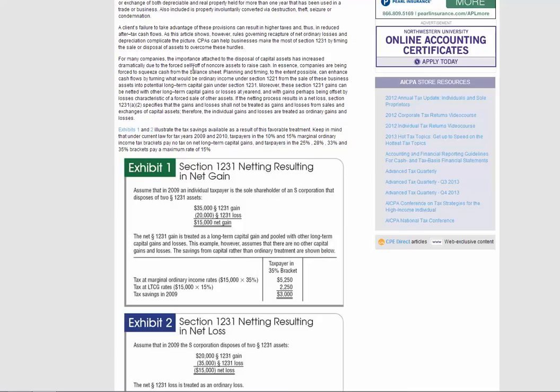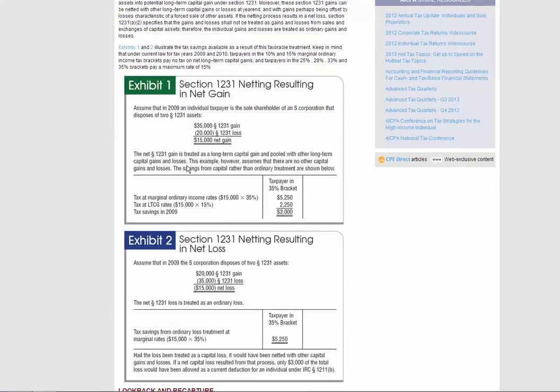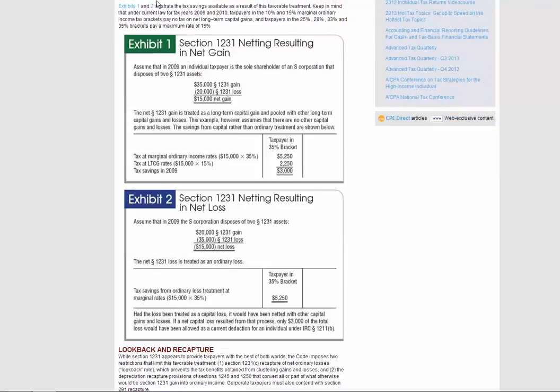For many companies, the importance attached to the disposal of capital assets has increased dramatically due to the forced sell-off of non-core assets to raise cash. Let's just do this example real quick. I think this is actually from the Journal of Accountancy. They did a pretty good job here, in my opinion. Exhibits 1 and 2 illustrate the tax savings available as a result of favorable treatment. Keep in mind that under current law, this example is 2009-10. Taxpayers have 10%, 15% margin or ordinary income. So everything's kind of the same, but this example is from a few years back.